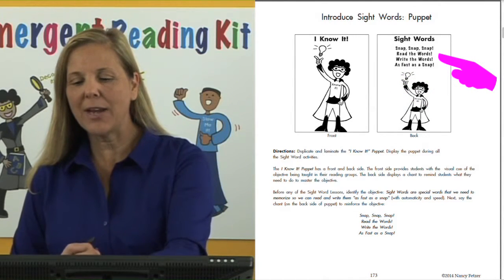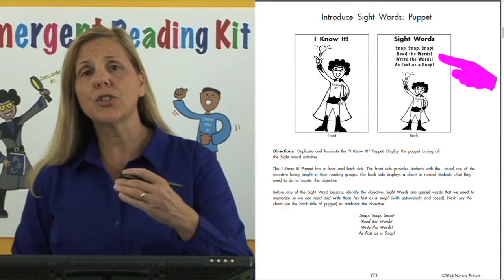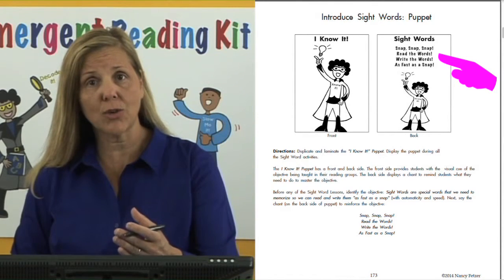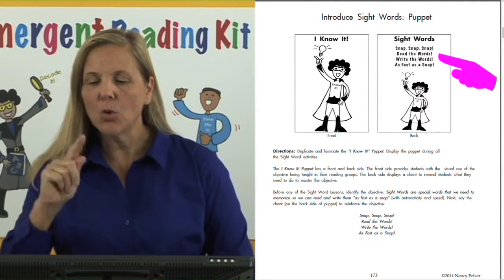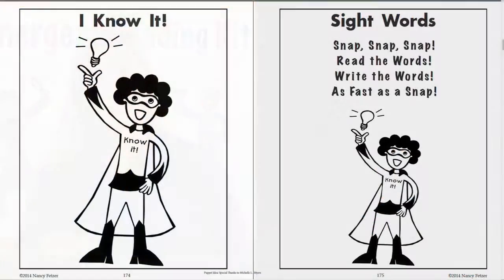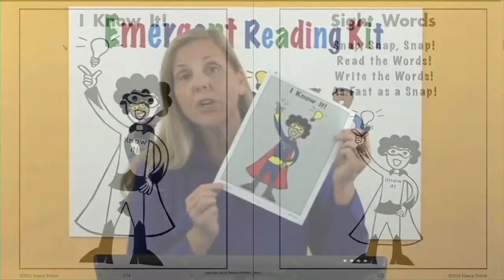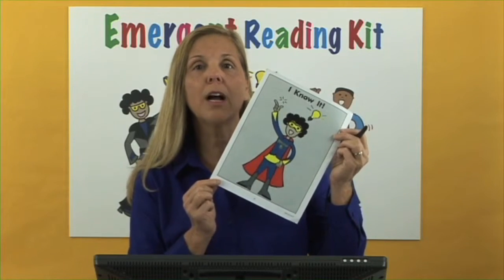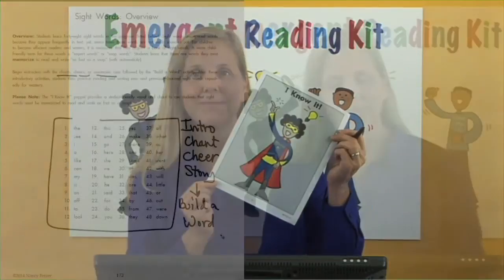And here's the chant that we have on the reverse side of the puppet so that students know how to use that strategy. Snap, snap, snap. Read the words, write the words as fast as a snap. On the next two pages, pages 174 and 175, you can duplicate this puppet to use to show your children the strategy. Or you can go to my website for a free color copy of the puppet.